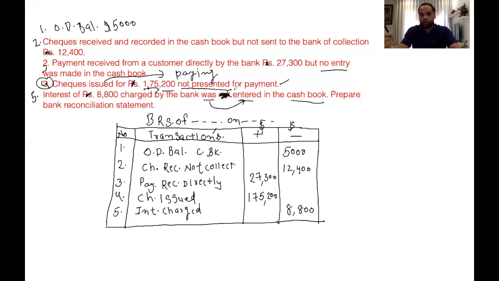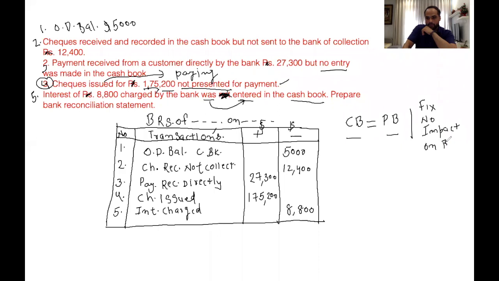Okay, so let me explain how we will fix it. Cash book and passbook, right? It says that interest charged by bank, so it means bank minus, and it was entered in the cash book. So we also recorded this one in the cash book, right? The balance is equal. How will we fix it? Do we need to fix it? No. So, no impact on the BRS because this transaction is correct.